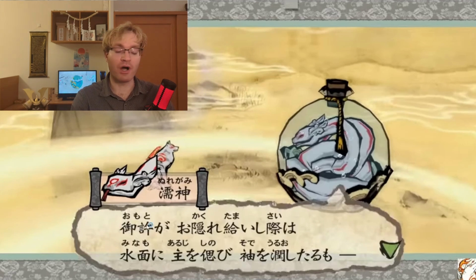So omoto, honorific you, ga. Ga is a subject marker. So it means that omoto, you, are the one who is going to be doing the action of the rest of the sentence, which we will see in just a second. That's what this ga does, okay? So you are the one who is going to be doing a thing. And what is that thing? Okakure tamaishi.